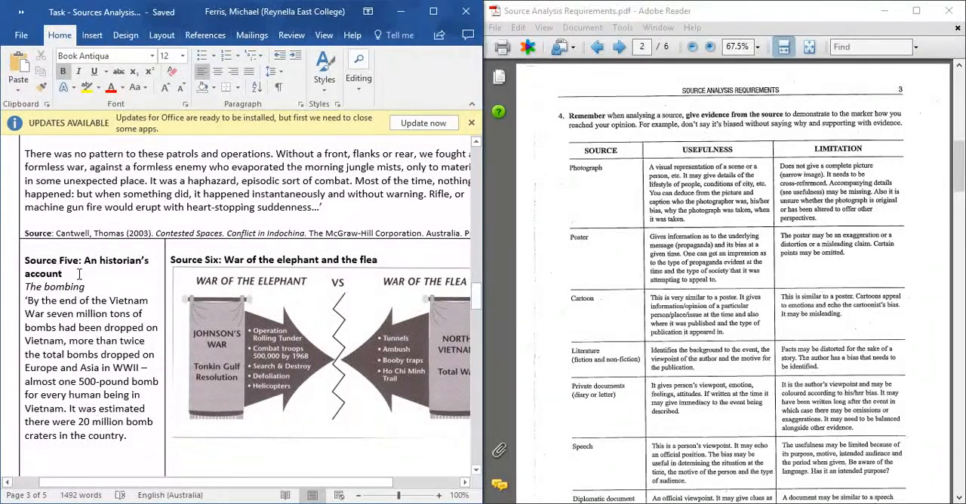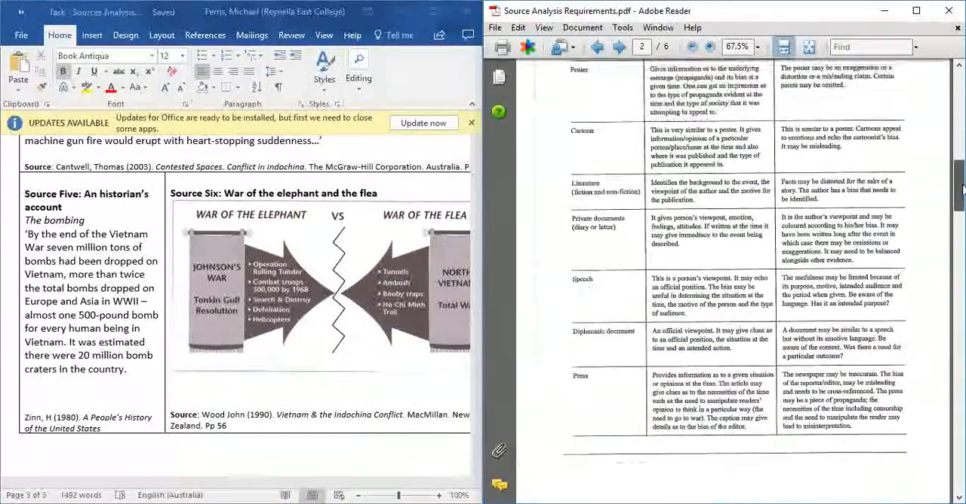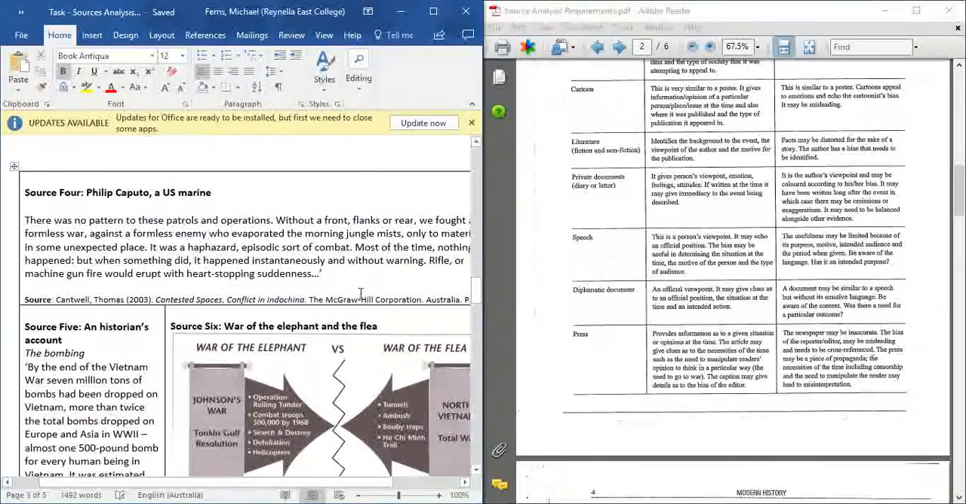So someone who wasn't there at the time, but is able to give us a really good understanding of what has taken place. And so if we have a look at this document over on the right-hand side, and we scroll down here to private documents, diary or letter. This one gives us a bit of information about what might be useful about source number 4. If we have a look here, the uses.